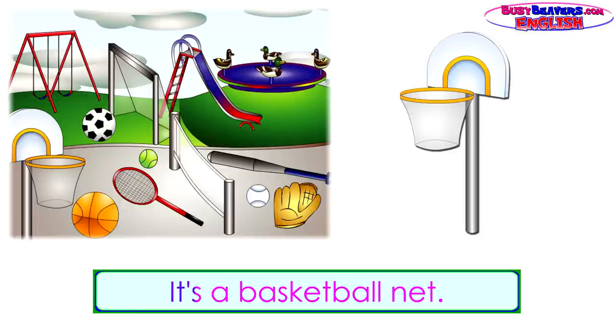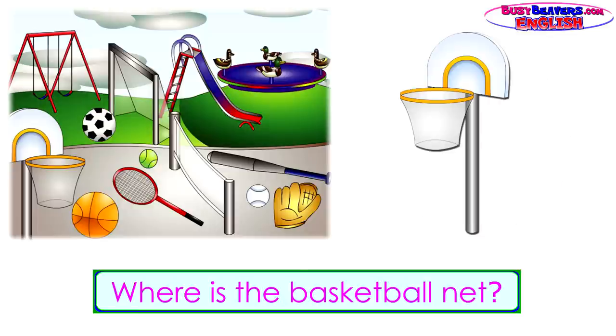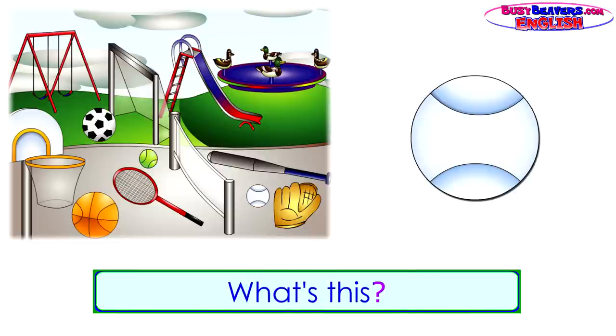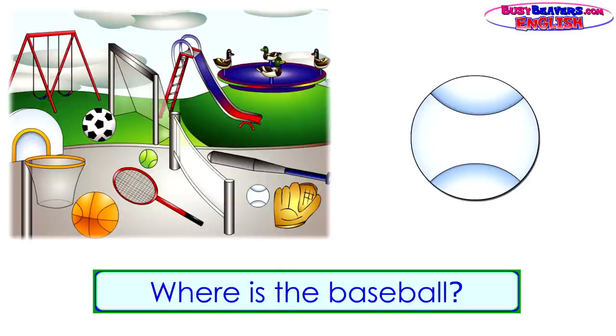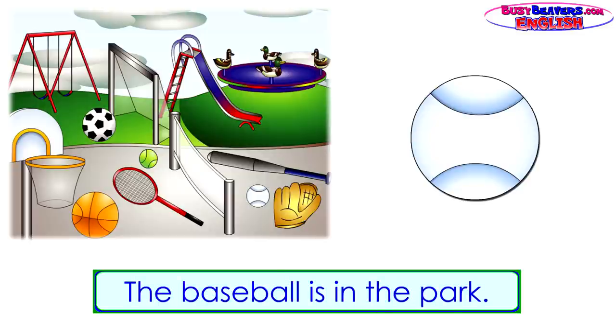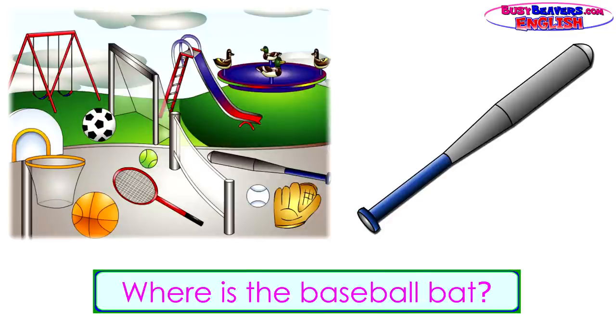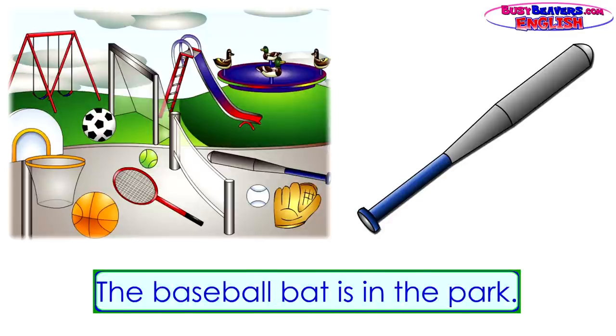What's this? It's a basketball net. Where is the basketball net? The basketball net is in the park. What's this? It's a baseball. Where is the baseball? The baseball is in the park. What's this? It's a baseball bat. Where is the baseball bat? The baseball bat is in the park.